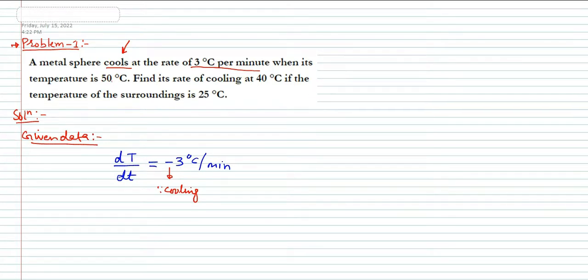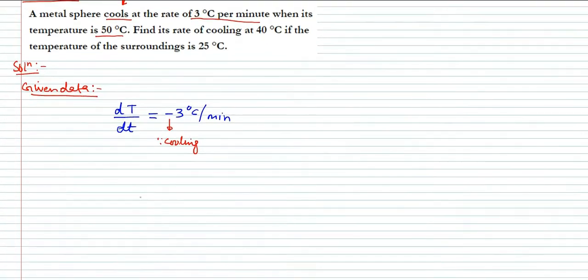Now, when its temperature is at 50 degrees centigrade, let's write that. It's saying a metal sphere cools at this rate when its temperature is at 50 degrees centigrade. So this rate of minus 3 degrees per minute is at the temperature of the metal sphere being 50 degrees centigrade.